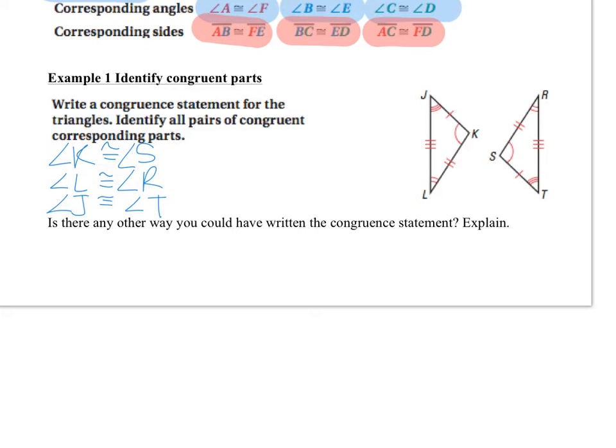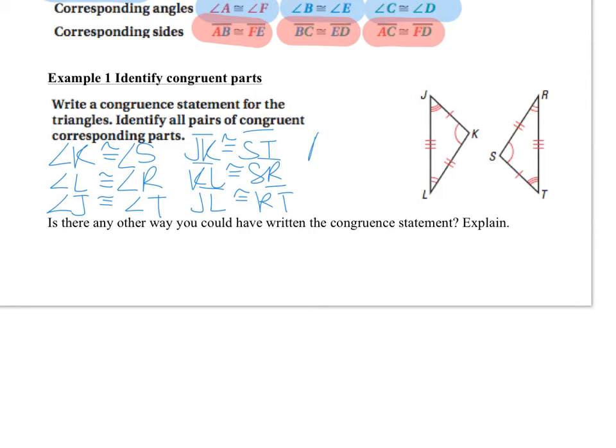Corresponding sides: JK, ST, KL, SR, and I'm just going in the order of the amount of congruency markings. And JL congruent to RT.